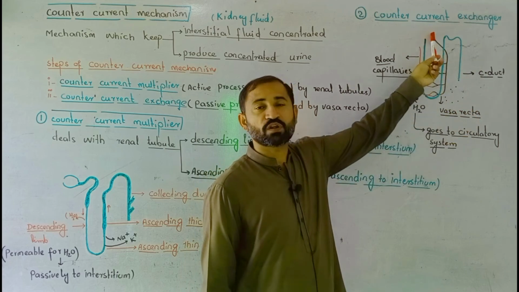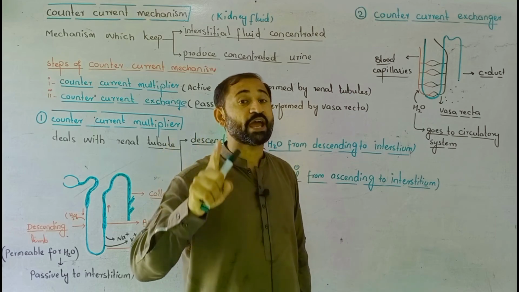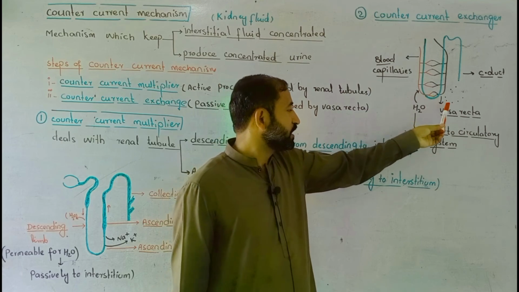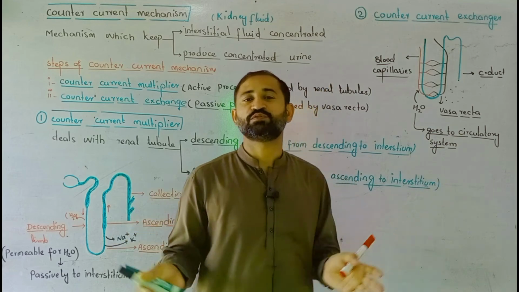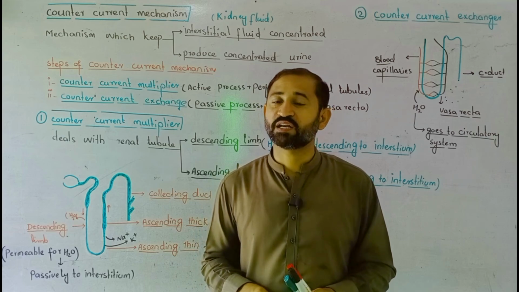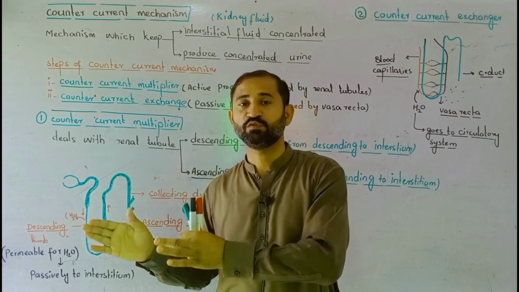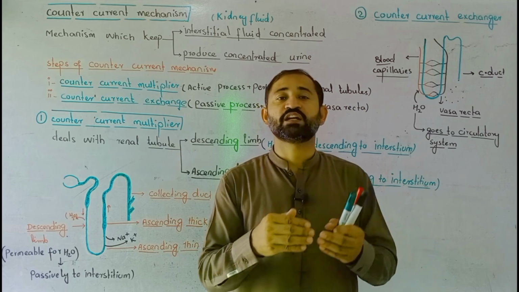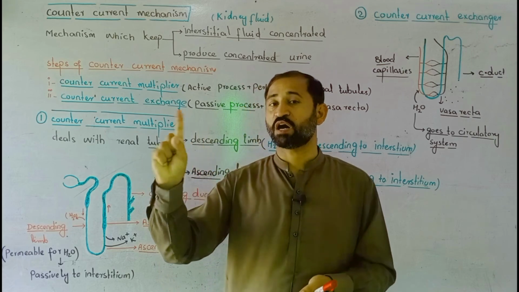Now this one is called the countercurrent exchanger. It means the countercurrent exchanger absorbs water from the interstitial fluid and adds it into the circulatory system. So water from the interstitial fluid is absorbed into blood vessels and goes to the circulatory system. That was all about the countercurrent mechanism that consists of two parts: countercurrent multiplier and countercurrent exchanger. The countercurrent multiplier is an active process and takes place in the renal tubules, whereas the countercurrent exchanger is a passive process and it involves the movement of water molecules from the interstitial fluid to our circulatory system.